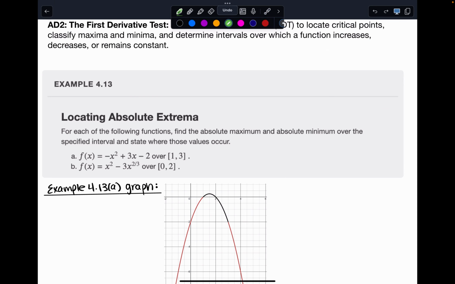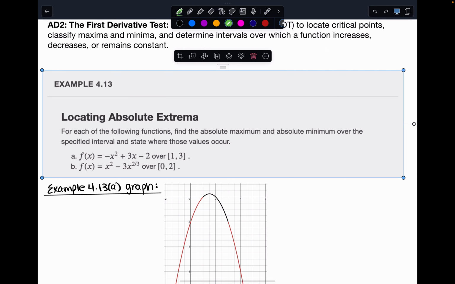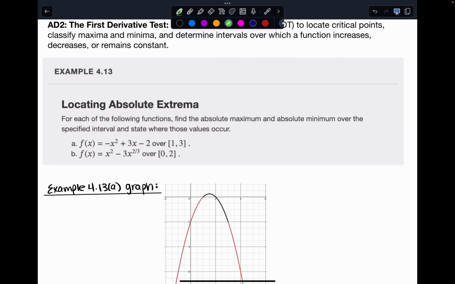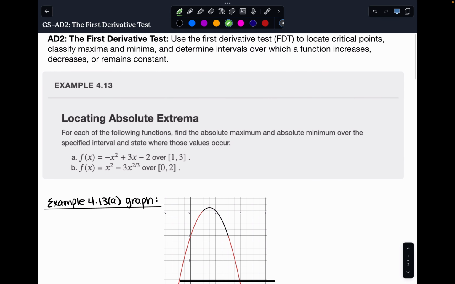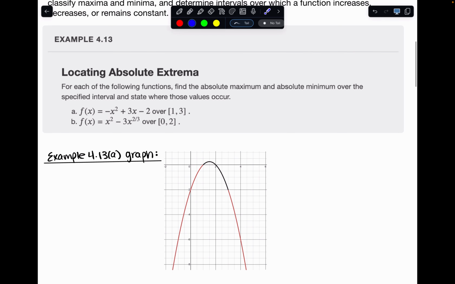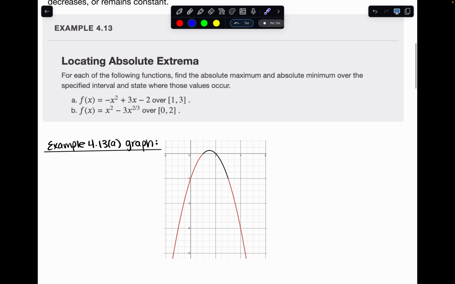Hello students, in this video we are going to discuss the guided study for learning target AD2, the first derivative test. In this learning target we're going to use the first derivative test, which we will abbreviate as FDT, to locate critical points, classify maxima and minima, and determine intervals over which a function increases, decreases, or remains constant. For this guided study, I want to review the textbook example 4.13.